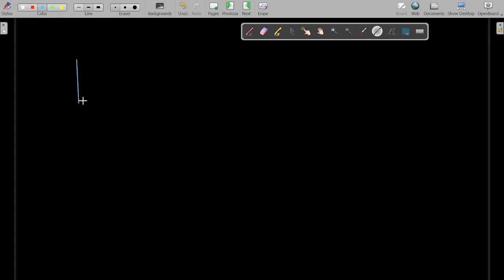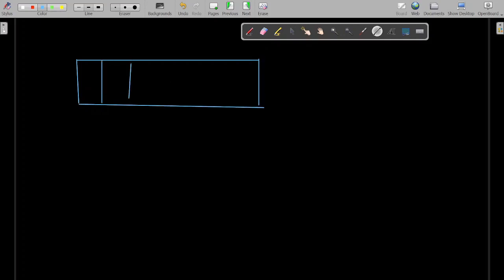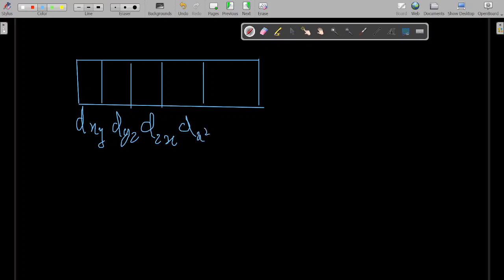Suppose we have this particular shell. Electronic shell I am talking about, not nuclear shell. 1 2 3 4 5. Then what will happen? Suppose this is dxy, this is dyz, this is dzx, this is dx square minus y square, and this is dz square.